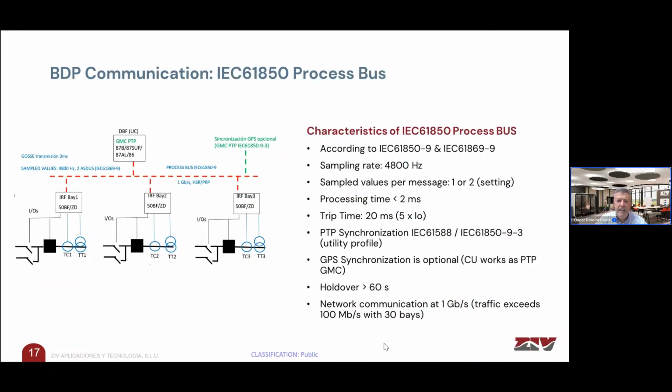And finally, regarding communication, here you have some values for your information, but it reinforces the message of a processing time of less than 2 milliseconds. The synchronization should be a PTP synchronization, because it's the one that can support the time stamping required in the sample values exchange. And finally, what I mentioned at the beginning, the process bus will be operating in a 1 gigabit per second fiber optic network.